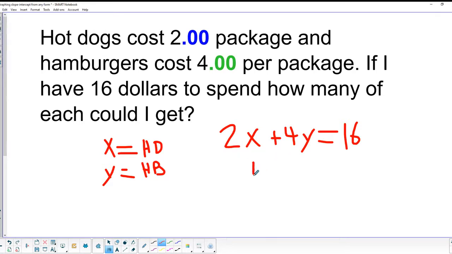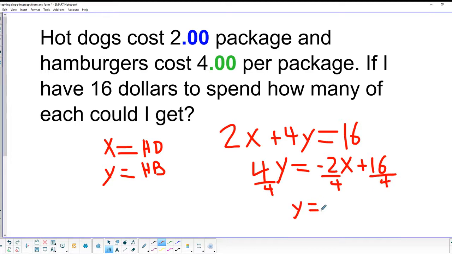So let's rearrange. 4y equals -2x plus 16. And we divide by 4. And we end up with y equals -1/2 x plus 4. So we know that the y-intercept is 4 and the slope is -1/2.